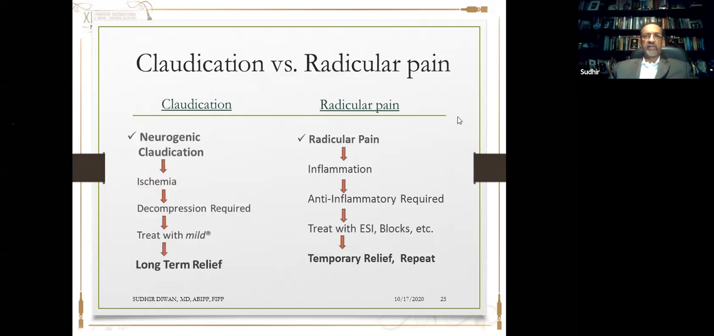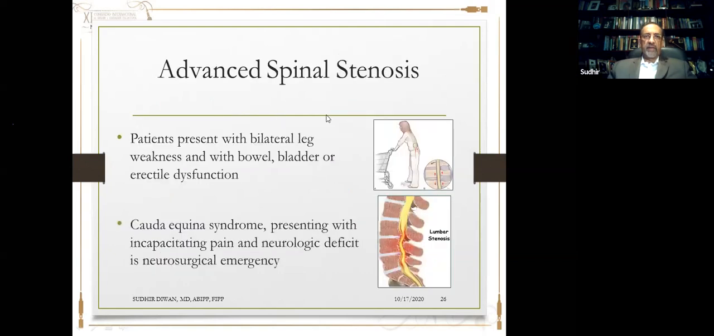Neurogenic claudication and radicular pain sometimes can coexist, but it is very important to separate them, because neurogenic claudication is because of the ischemia, while radicular pain is because of the inflammatory process. And the treatment also changes. For neurogenic claudication, unless you provide decompression of the nerve or canal, neuroforamen or canal, your symptoms will not improve. Here you can do epidurals, and symptoms can improve. So it is very important to differentiate claudication from radicular pain.